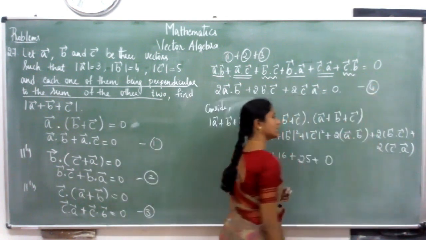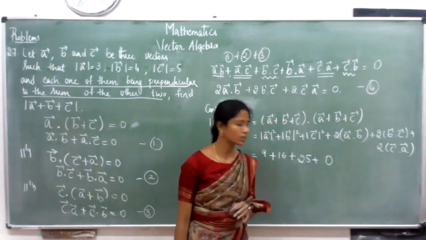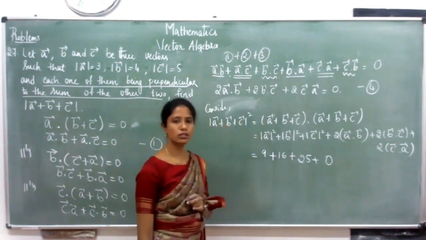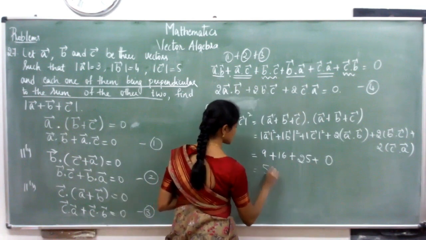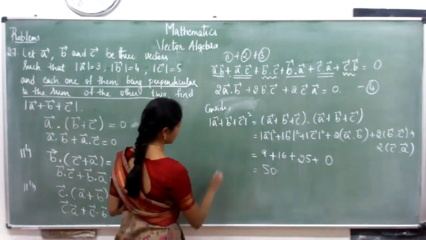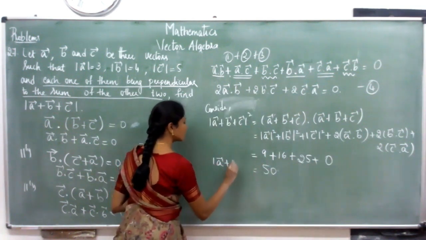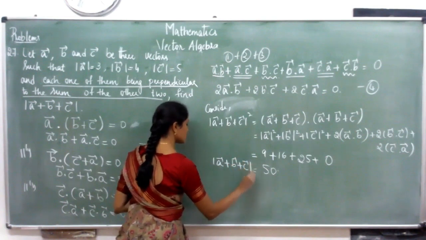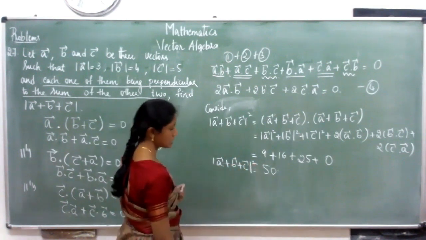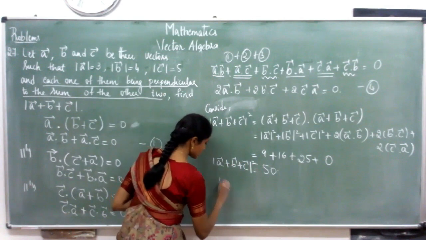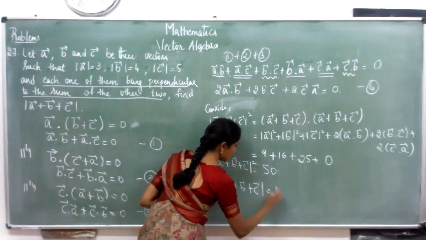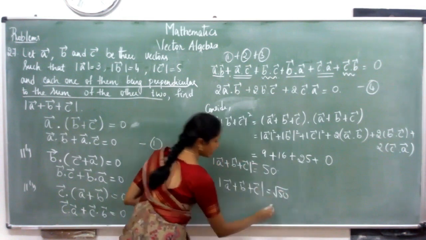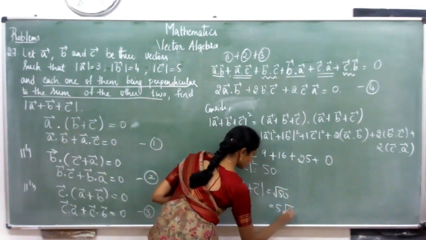From 4, I can say 2 times vector A dot B plus 2 times vector B dot C plus 2 times vector C dot A is 0. Therefore, when you add this, we'll get it as 50. So the magnitude of vector A plus vector B plus vector C squared is equal to 50. Hence, the magnitude of vector A plus vector B plus vector C is equal to root 50, which is nothing but 5 root 2.